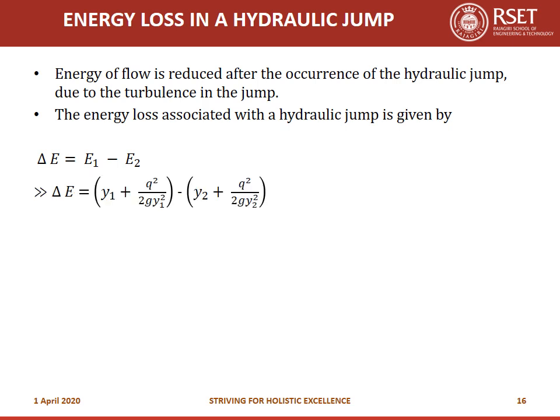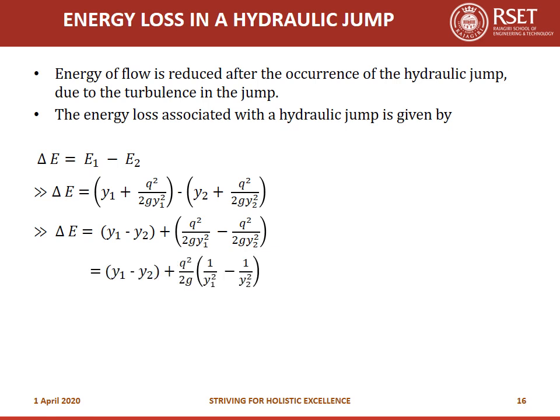We know the expression for E1 is y1 plus Q squared by 2g y1 squared, and the expression for E2 is y2 plus Q squared by 2g y2 squared. The difference between the two is delta E. So I'm going to rearrange it as y1 minus y2 plus Q squared by 2g y1 squared minus Q squared by 2g y2 squared. I get y1 minus y2 plus Q squared by 2g, taken outside, into 1 by y1 squared minus 1 by y2 squared.